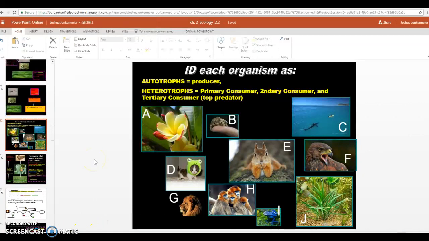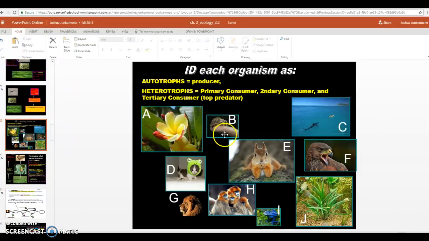All right, this is the last slide we'll do for this video. This is slide 22. And I want you to try to identify each organism as one of the following. I want you to try to identify the autotrophs, and we call them producers. So what you do in your notebook is you would write A, B, C, D, E, F, G, H, I, J. You'd create a list with these letters, and then we would call each letter whatever you think this organism is. So for example, in your notebook, you should write A equals, and it's a plant, it's a flower, so we call it a producer or an autotroph.